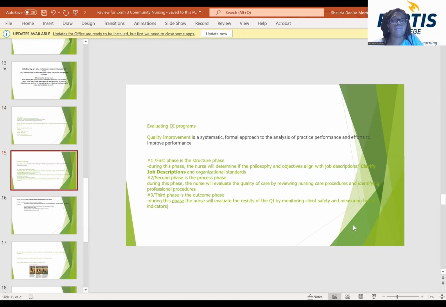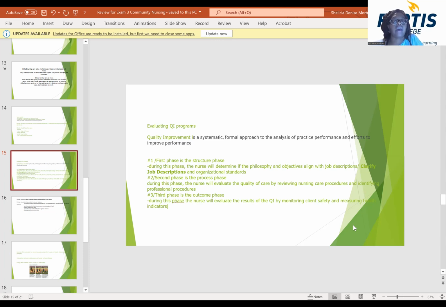Quality improvement programs are used in pretty much all settings now, not just healthcare. Quality improvement is a systematic, formal approach to the analysis of practice, performance, and efforts to improve performance. It has 3 phases. The first phase is the structure phase. During this phase, a nurse will determine if the philosophy or objectives align with the job description.